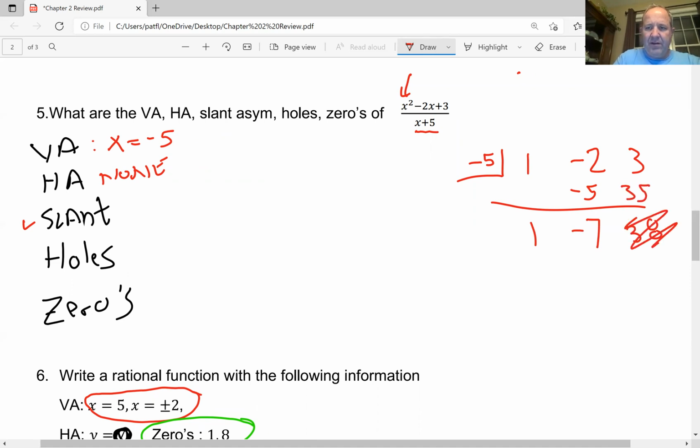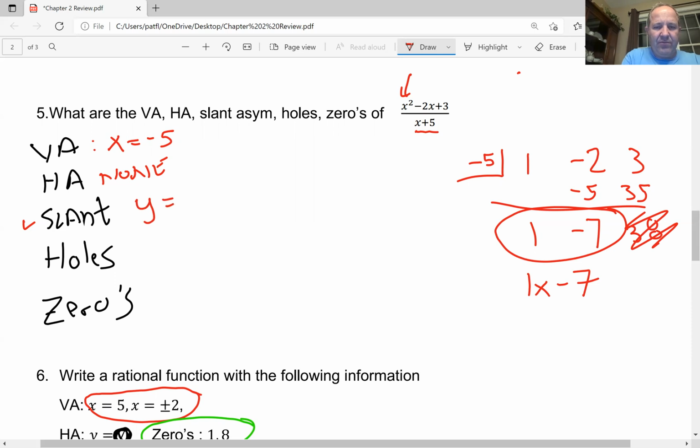Okay, we don't care about the remainder. We just look at what we're left with, which is 1x minus 7, and that's our slant asymptote. Nothing canceled out, so there's no holes.